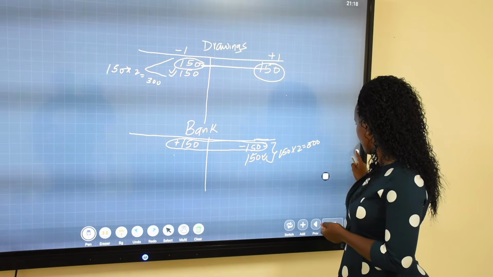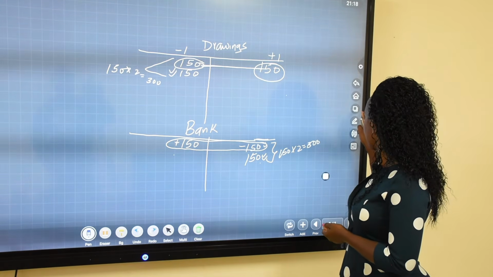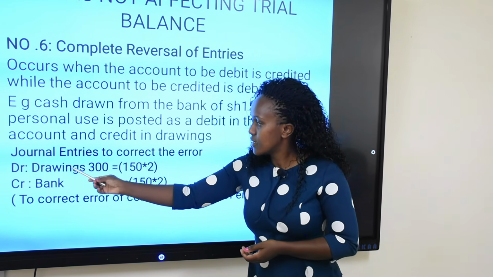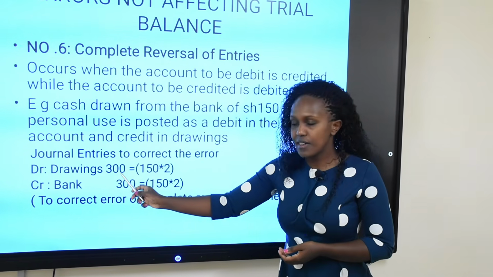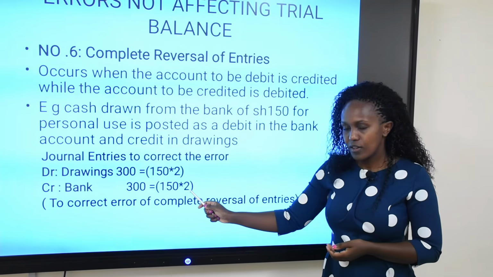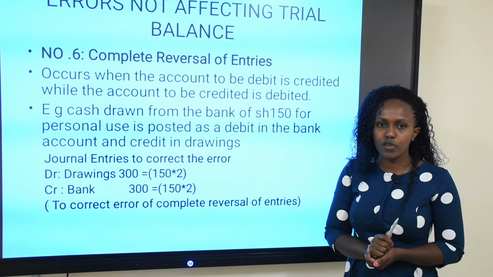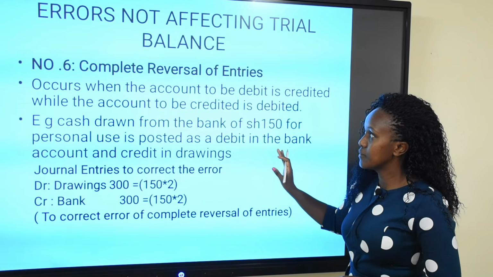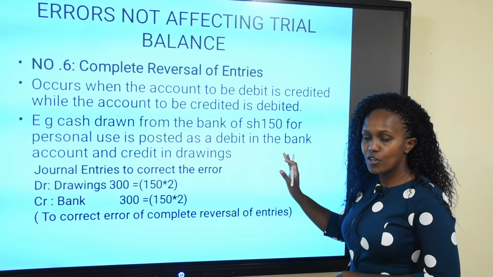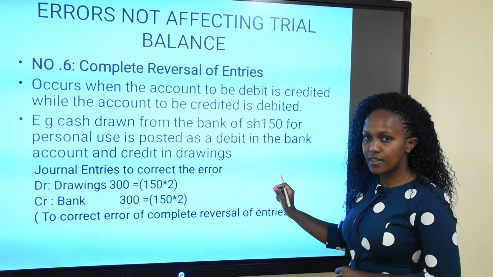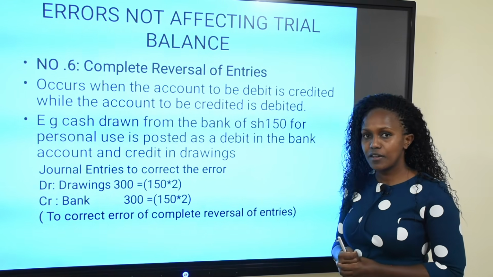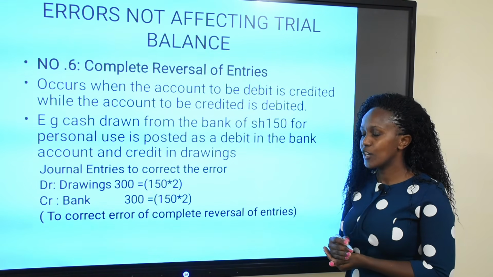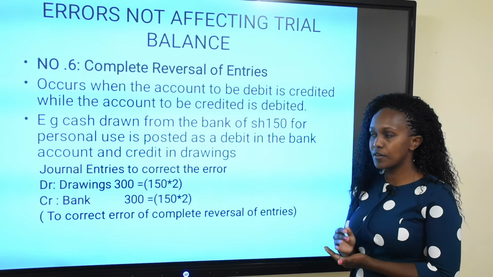So this is what you are supposed to do, so that you can see that the drawings, you are going to debit 300, and the bank, you are going to credit 300 to correct the error because it had been done on the wrong side. So this marks the end of errors not affecting the trial balance. In our next video, we are going to look at errors that affect the trial balance. So watch out for part 2 of this video.